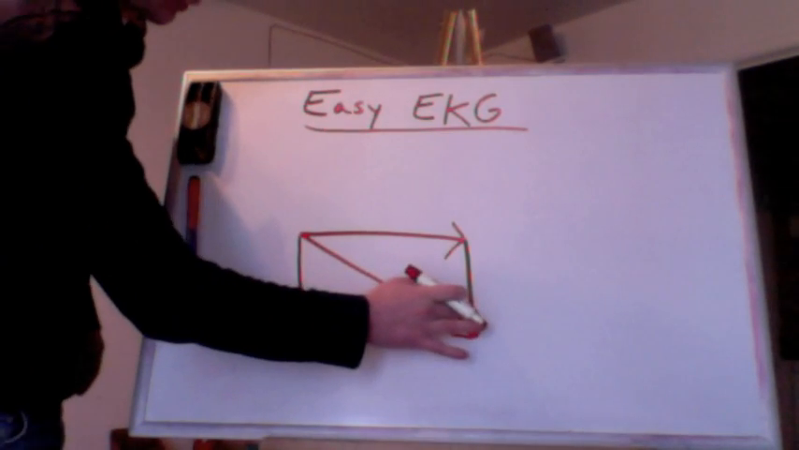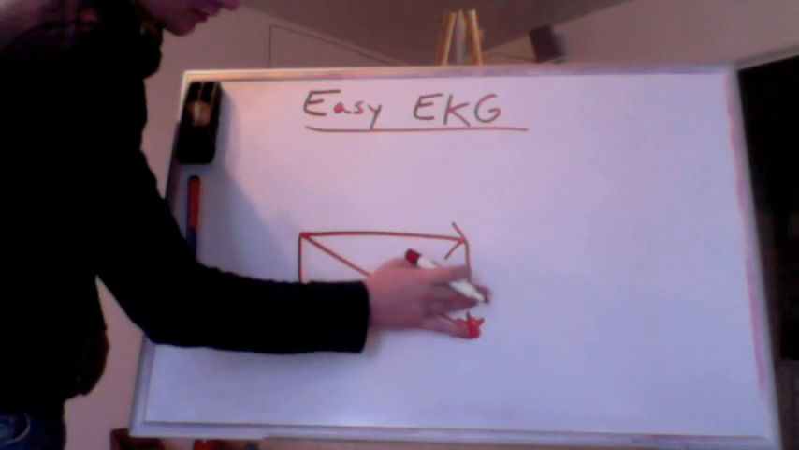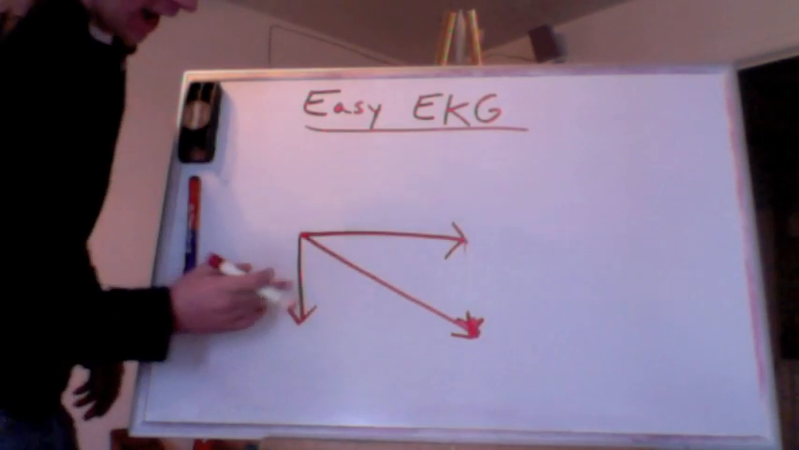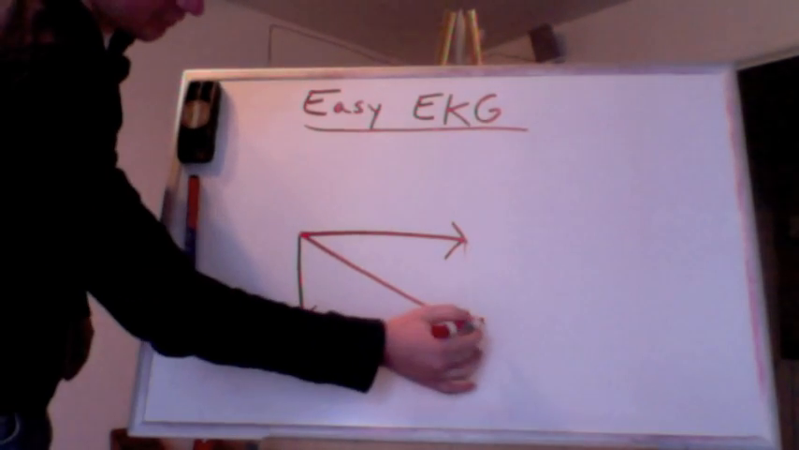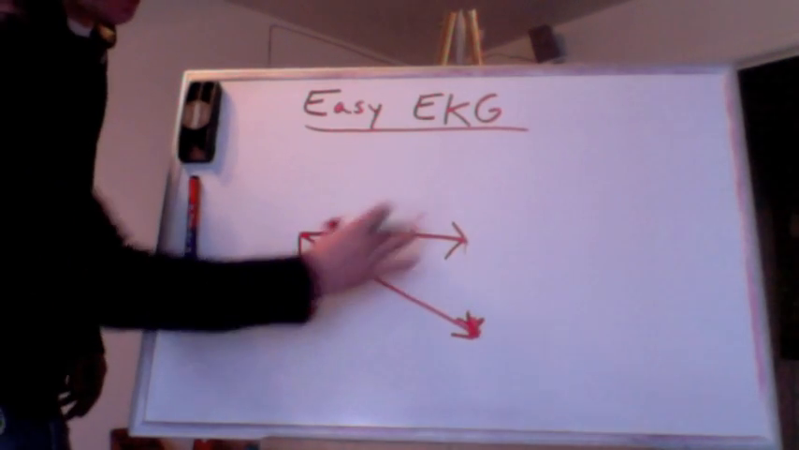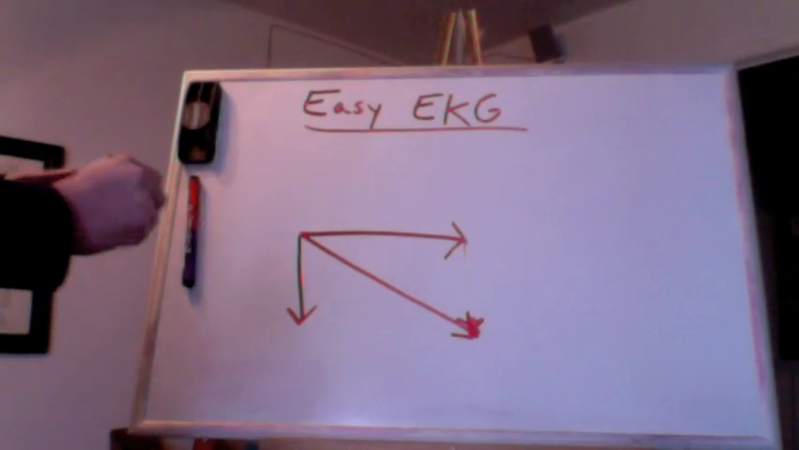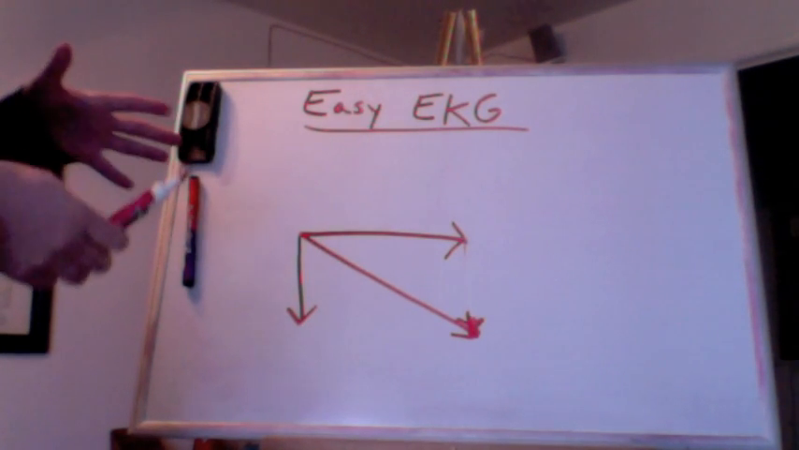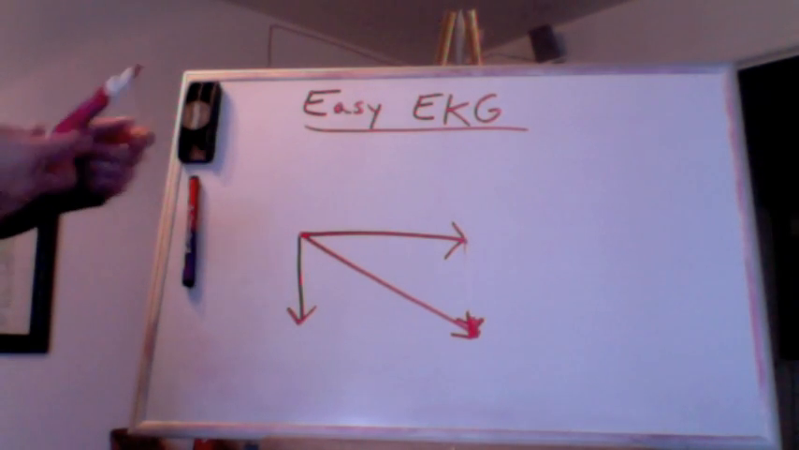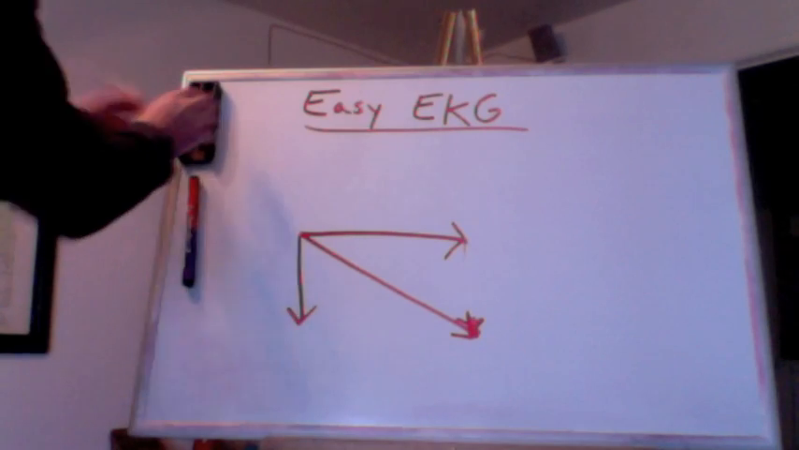So our new vector, if I can erase that, when we're adding this vector here and this vector here, it comes out to be this one here. So you're just splitting the difference between the two. So that's essentially what we need. This gives you a baseline of how you're going to understand EKGs and the way the heart's working.